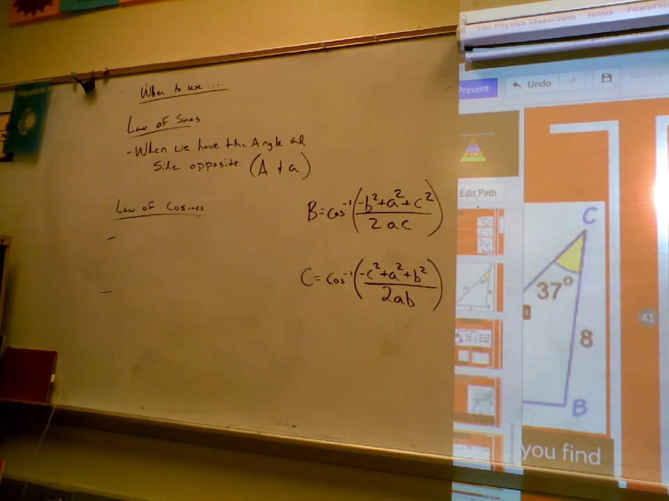You just need one of them? You don't need all three of them? Nope, you need one combination of angle and side opposite. And then you need a third thing, like an angle or a side, depending on what the problem looks like. But you need an angle and a side opposite.